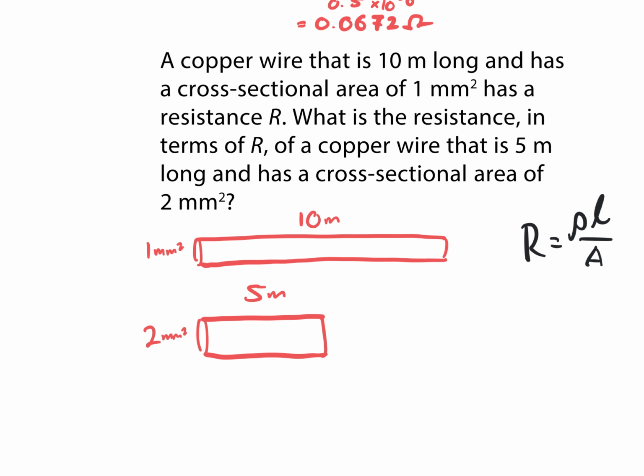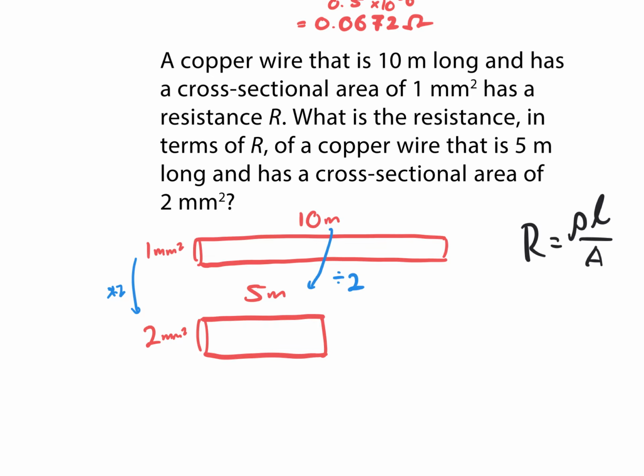So let's compare. How did my length change? My length got divided by 2, correct? What has happened to my cross-section area? It has multiplied by 2, correct? Multiplied by 2. Okay so far?